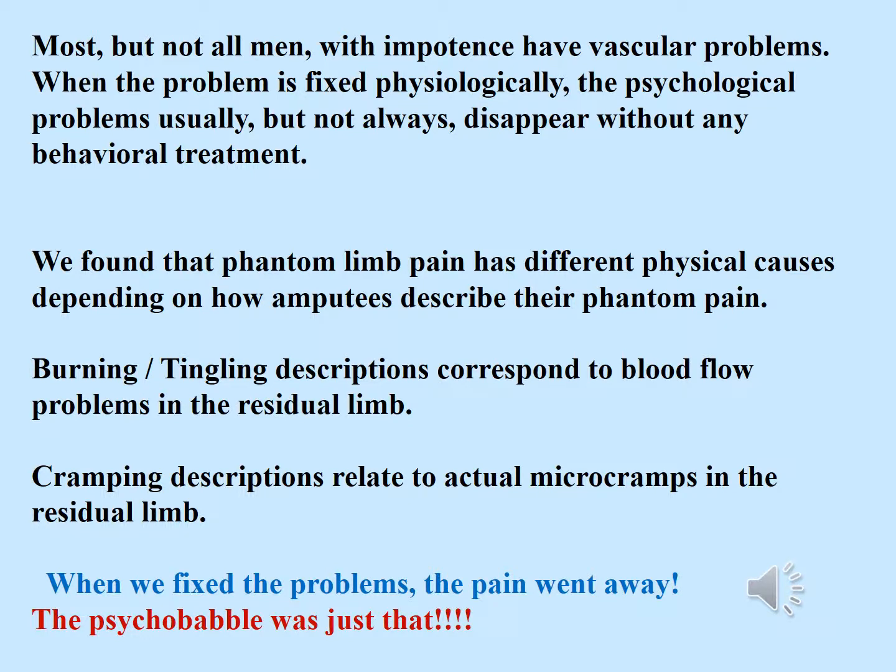We found that phantom limb pain has different physical causes depending on how amputees describe their phantom pain. Burning and tingling descriptions correspond to blood flow problems in the residual limb. Cramping descriptions relate to actual microcramps in the residual limb. When we fixed the problems, the pain went away. The psychobabble was just that.